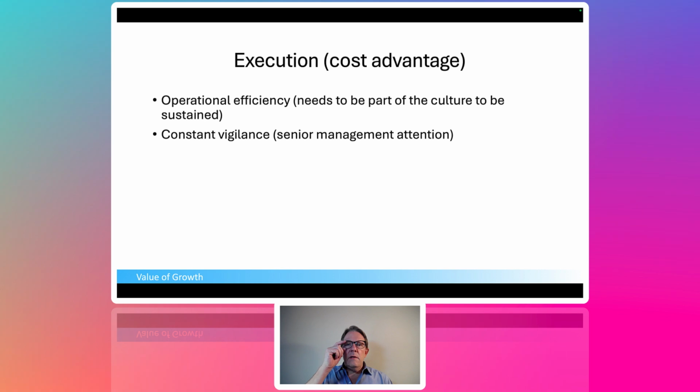All right, now execution, that cost advantage, you sort of have two components. Operational efficiency, it needs to be part of the culture to be sustained, and it's very hard to replicate. And then constant vigilance, one of my favorite words, vigilance, management's attention. It's just something you've got to do every day. It's like flossing your teeth and general hygiene. And it's hard to do. It's no fun. There are some management teams that are great at it. Maintaining that over time is tricky, but that's the key. So really, it's got to be part of the culture, and it's got to be constantly reinforced.